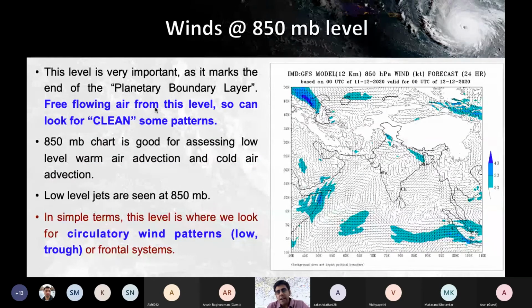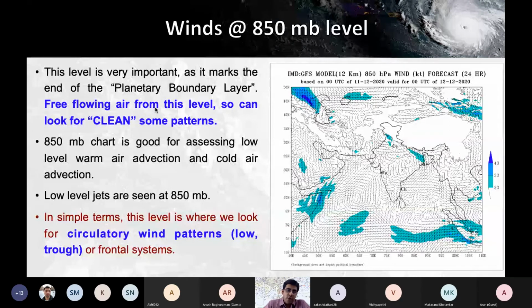Very important level. If you ask any meteorologist which pressure chart he or she wants, I would always ask for only two: the 1000 millibar and 500 millibar pressure charts. Similarly, if somebody asks what wind level you want, I would go for 850 millibar, because that is where the boundary layer ends. Boundary layer ends means the effect of friction ends, and that is where you can actually start seeing some clean weather patterns. Clean means without the topography effect or the building effects.